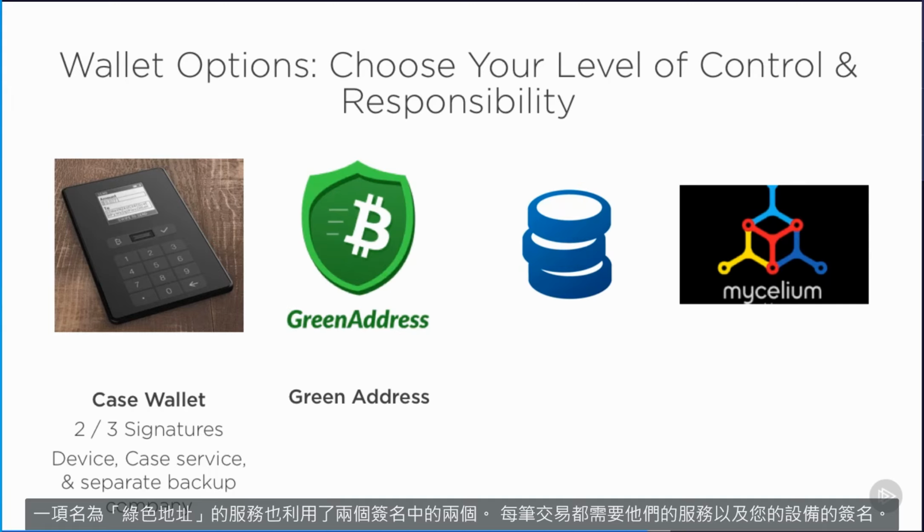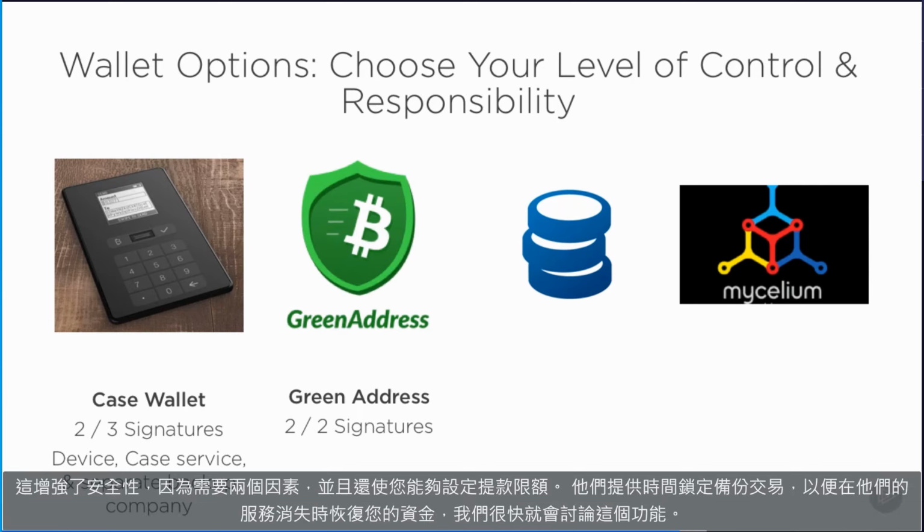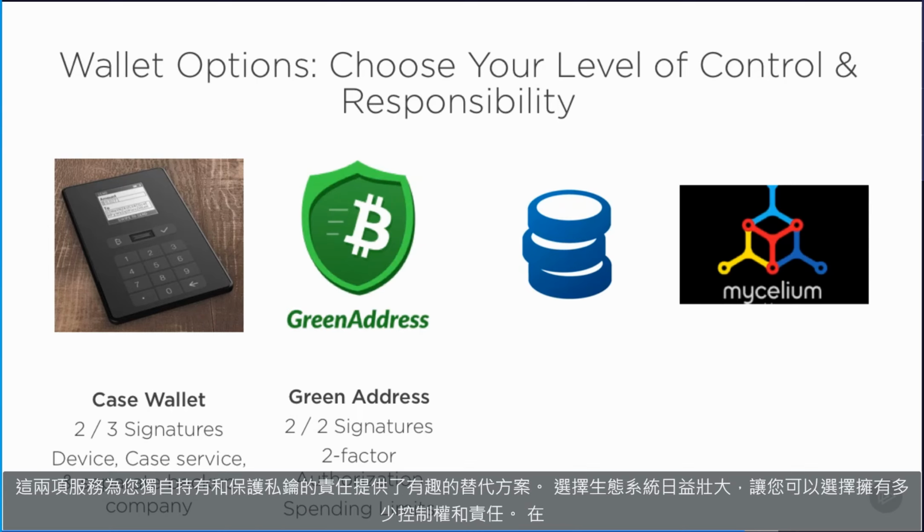A service called Green Address also utilizes 2 of 2 signatures. Each transaction requires a signature from their service as well as your device. This bolsters security because 2 factors are needed, and it also enables you to set withdrawal limits. They provide time-locked backup transactions to recover your funds in case their service disappears, a feature we'll discuss soon. These 2 services offer interesting alternatives to the responsibility of holding and safeguarding private keys solely on your own. There's a growing ecosystem of choices that allow you to choose how much control and responsibility you have.